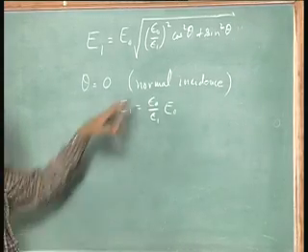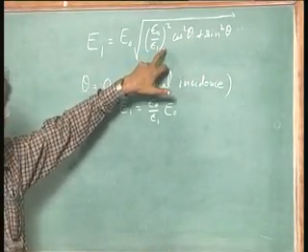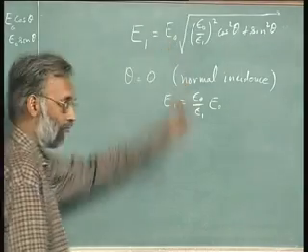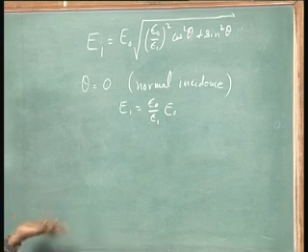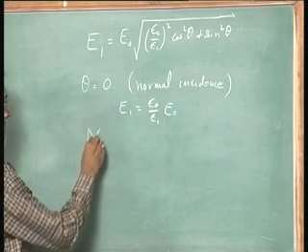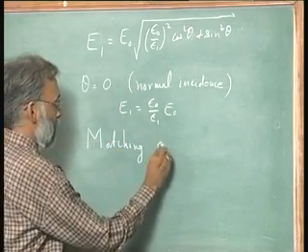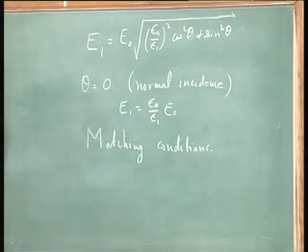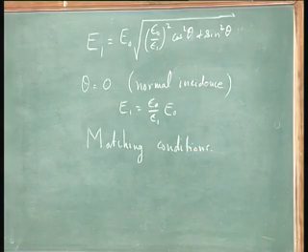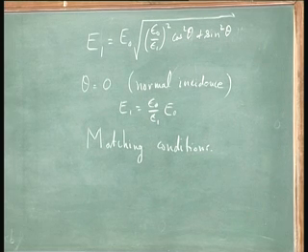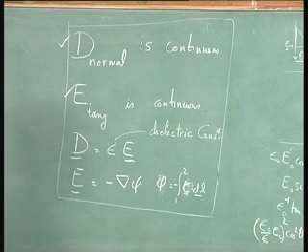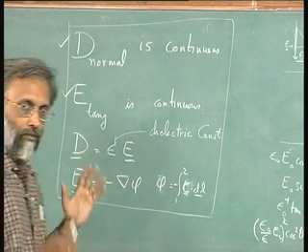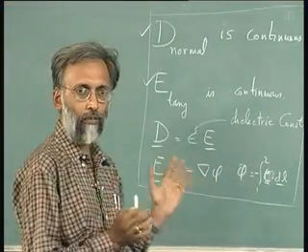Whereas, if theta is large, then this term will dominate, and you will have that E1 is equal to E naught. This example is sort of an introduction to the idea of what we call matching conditions. And these two equations are matching conditions for electrostatics, namely the normal component of D is continuous, tangential component of E is continuous. This more or less establishes all the building blocks we need to solve problems in electrostatics.